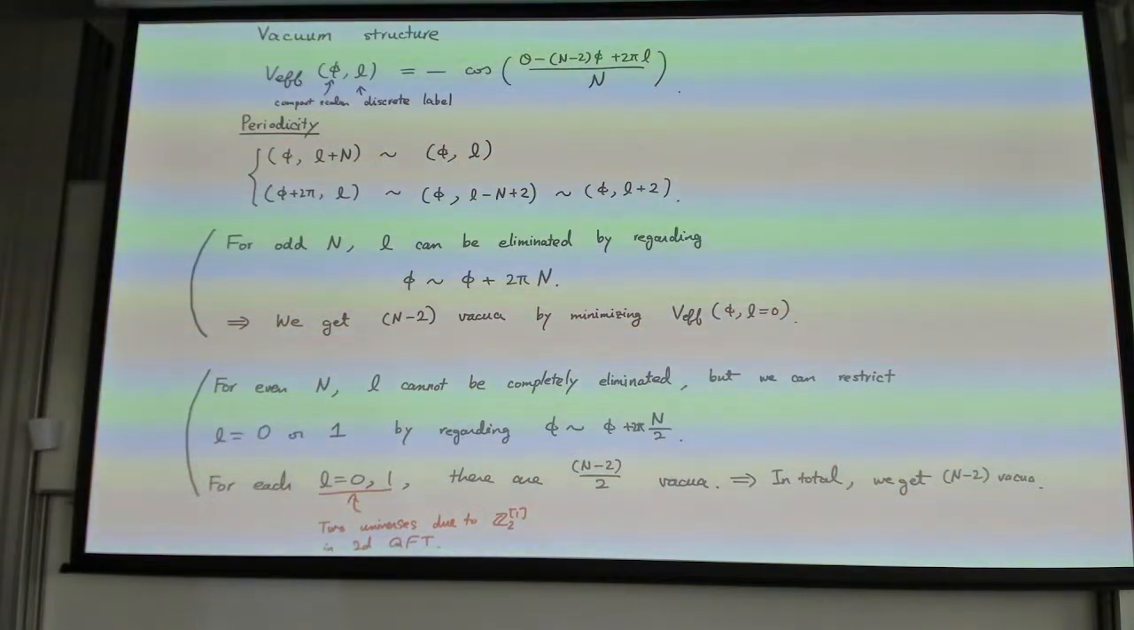An especially important point is that we get n minus 2 vacua and we do not have an extra factor like 2 or something. That suggests that this charge conjugation symmetry is unbroken. You can also look at the details of the vacuum expectation value of this compact boson field, and you can indeed check that C symmetry is unbroken.